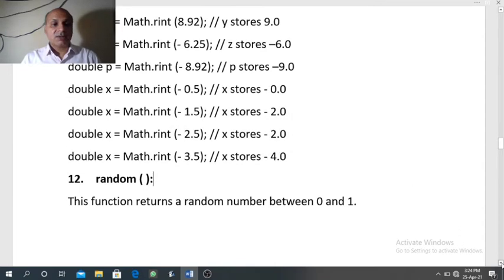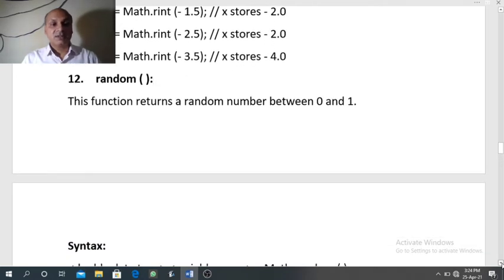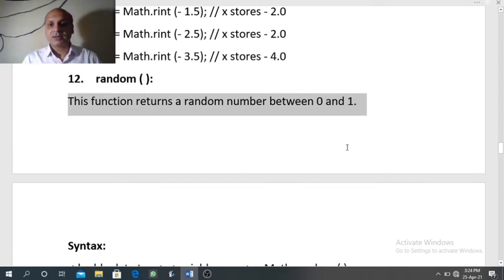Now the next function is random. Random function is very important function. Many times it is asked in the board, and it is complicated also because there are 3 varieties here. So I will explain all the 3 varieties. Please listen carefully. This function returns a random number between 0 and 1. Random number means any number. We cannot predict the exact value, but we can predict the range. Range is between 0 and 1. So between 0 and 1 we have infinite real numbers. So any number can be displayed as the result.